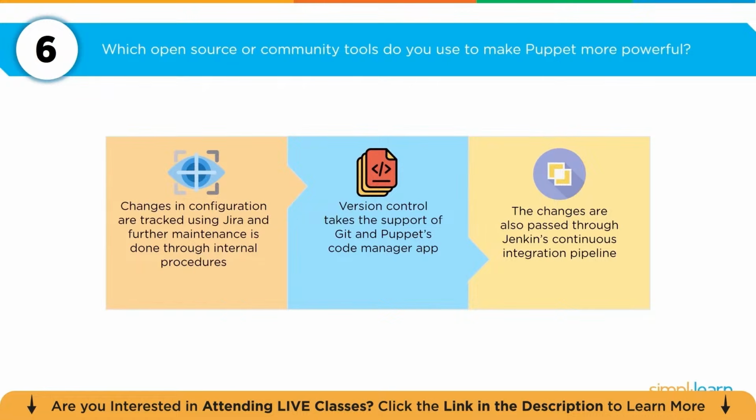And so the three options you have is being able to track configurations with Jira, which you should be doing anyway, but it's a great way to be able to clearly communicate the work that's being done with Puppet. Version control can be extended with Git. And then the changes should be passed through Jenkins. So the three tools you want to be looking at: integration with Jira, Git, and Jenkins.